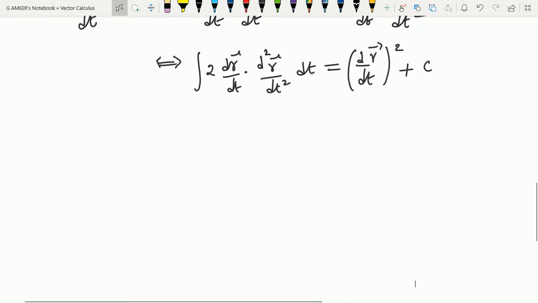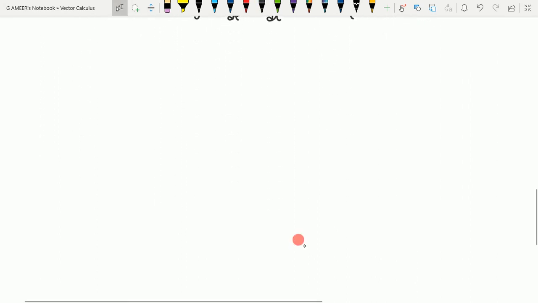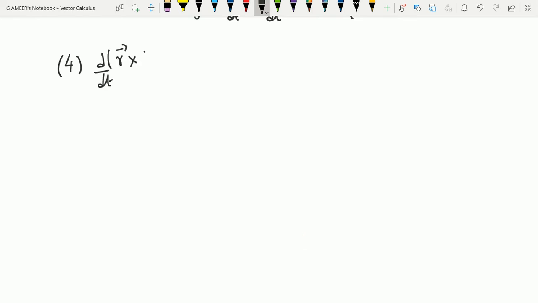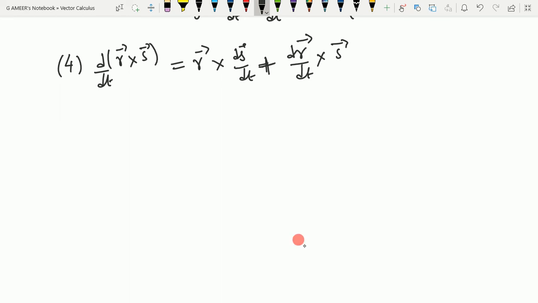So let us go for another formula. Another formula will be as follows. The fourth one. The cross product of two vectors. Let's say d by dt of r cross s. R is one vector and s is another vector. r cross ds by dt plus dr by dt cross s. Okay, fine.